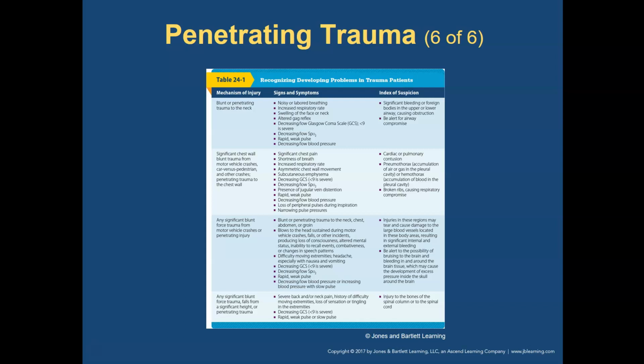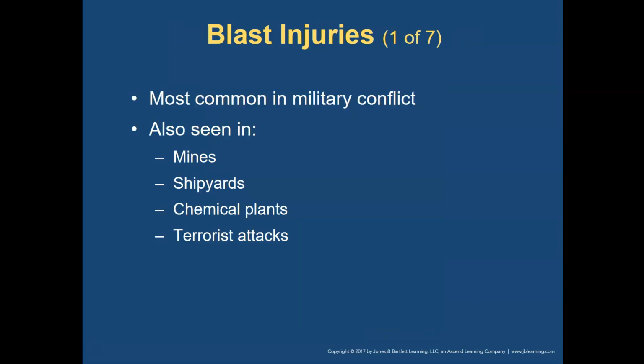Significant chest wall blunt trauma, significant chest pain, could be cardiac contusion. So it's kind of giving you the mechanism, telling you what might have happened, what you might see, and what might be going on wrong. This is a very good chart to understand and have in your memory banks, because it can help you out when you start trying to figure some things out on the side of the road.